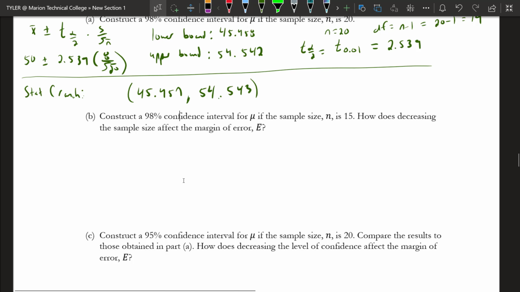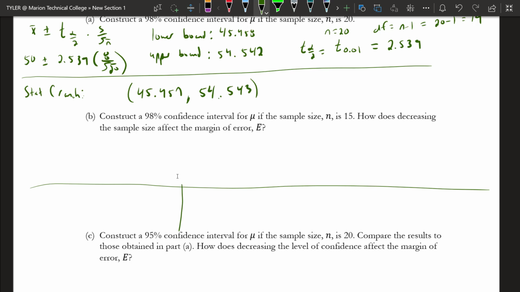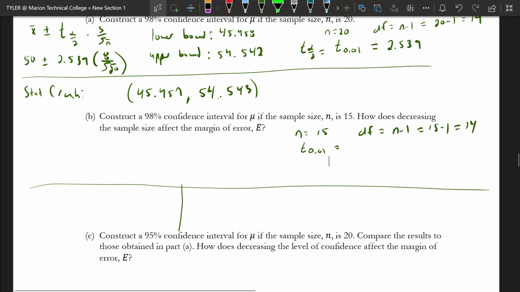Right. So then in part B, the only thing we're changing is the sample size, and we want to think about how does changing the sample size affect the margin of error E. Right. So n equals 15. So my degrees of freedom is going to be n minus 1, which is 15 minus 1, which is 14. I'm going to need to know that. So then my t critical value for 98% is still going to be 0.01, but you want to note that it's not going to be the same t-score as up here, right? Because my degrees of freedom is different. So that means my curve looks a little different.